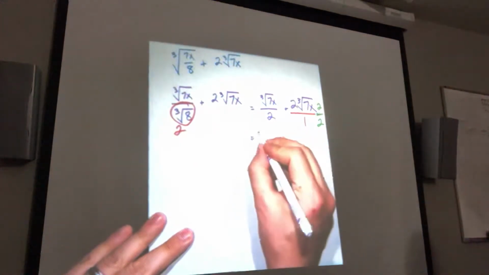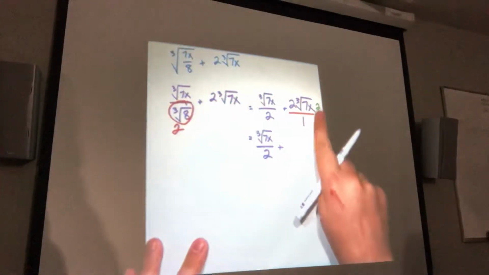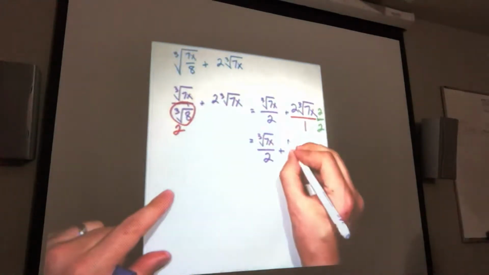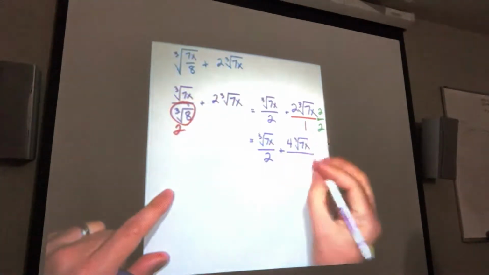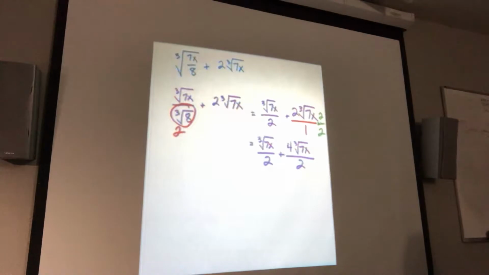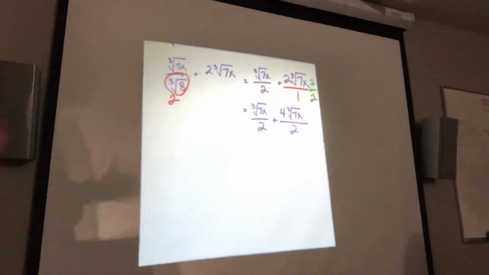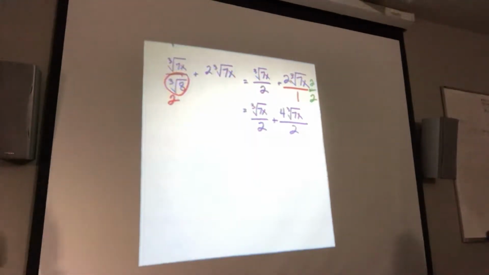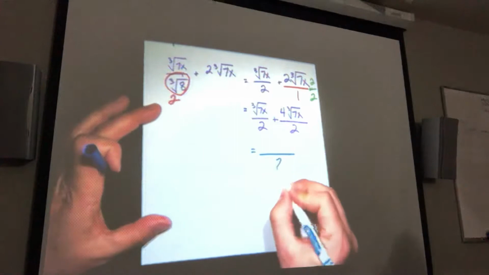So the first one is going to be cube root of 7x over 2. No changes there. And this one, I've got 2 times 2 on the top, so 4 cube root of 7x. And on the bottom, 1 times 2 is 2. Whew! Okay, I'm feeling good about this. I'm still not done though, but I'm basically 1 step away from being finished. What's the 1 step I still need to do? Add them together. Add the numerators and put them over the same denominator. Denominator is 2, so my answer is going to be over 2.